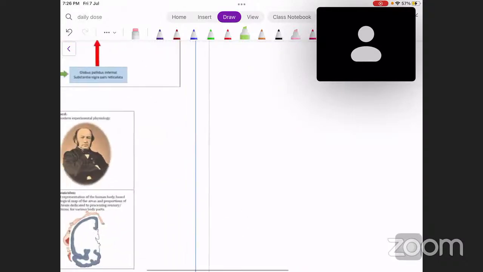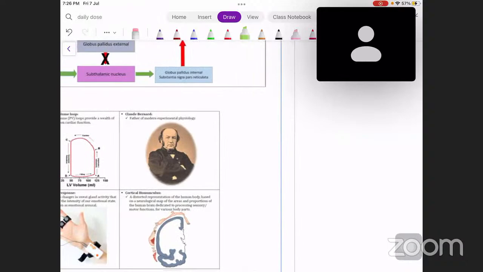Apart from that, this man is Claude Bernard, who is the father of physiology. You have to remember him.